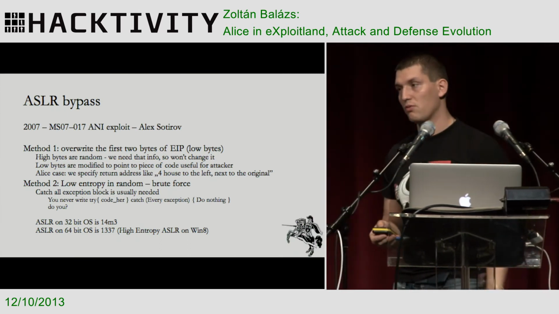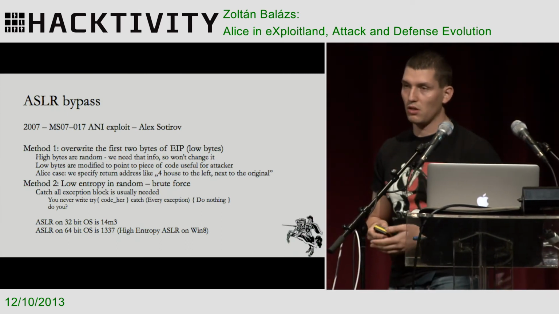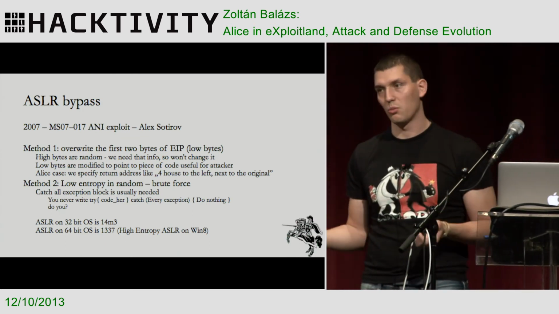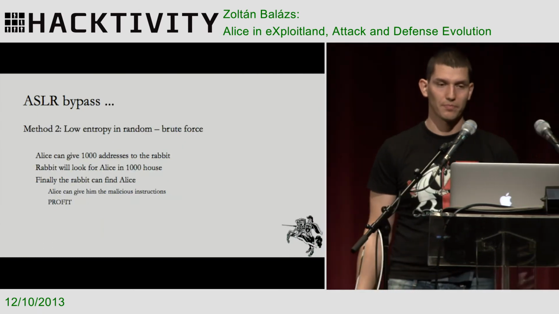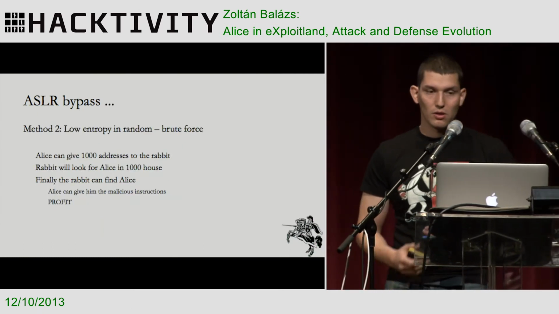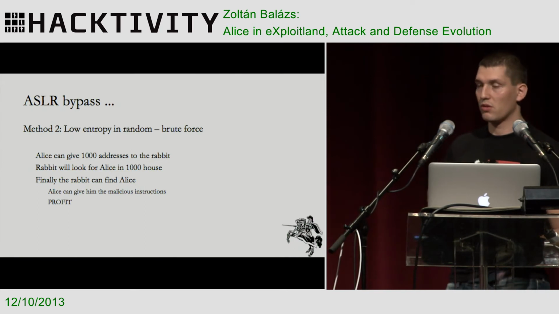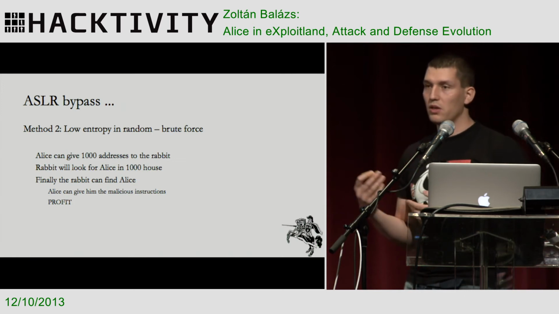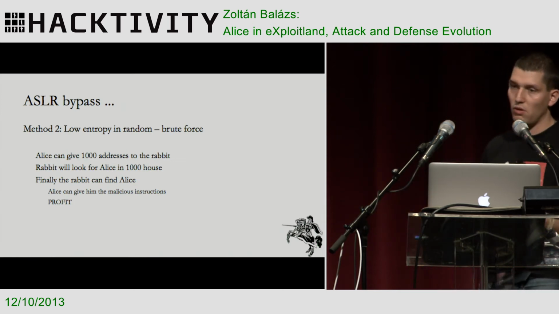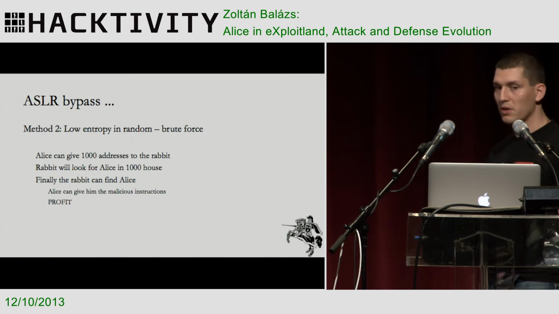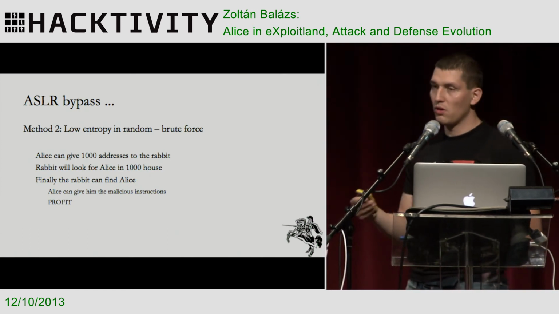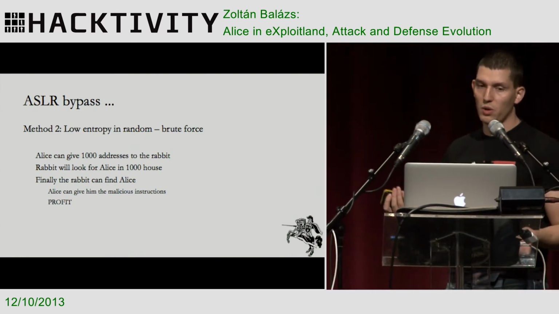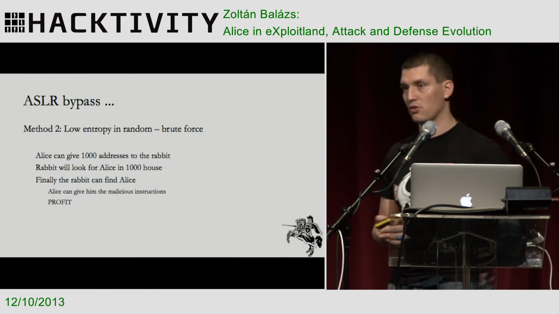And for example, if we are talking about Windows, you also need some of the newest operating systems to achieve real randomness in this ASLR protection. And again, if we are talking about this low entropy, in the case of Alice it is similar to when Alice can basically give 1,000 different addresses to the rabbit, and the rabbit will go into all the 1,000 different houses, and once they meet, Alice can give the instructions to the rabbit.